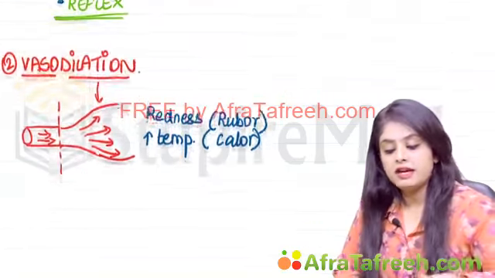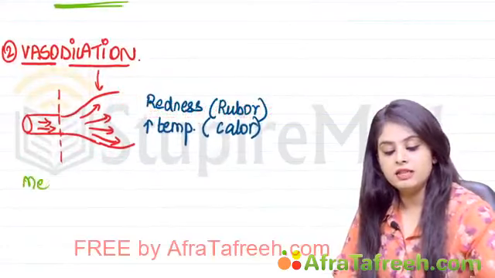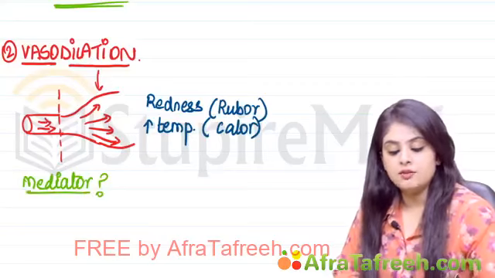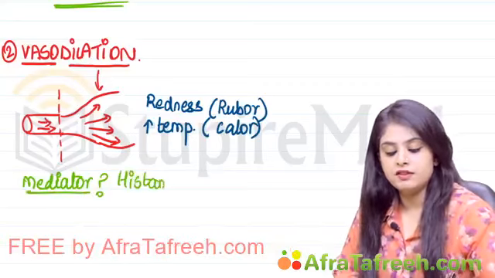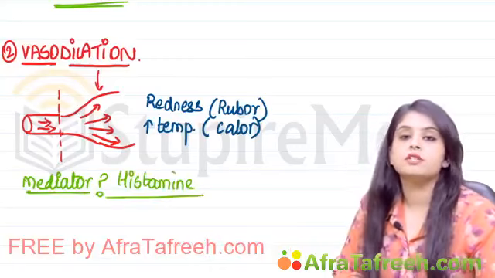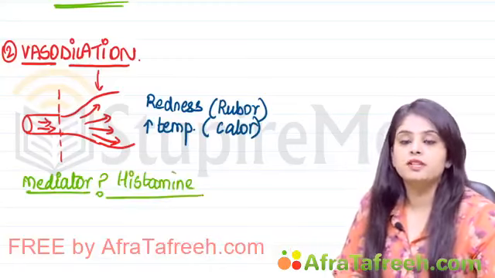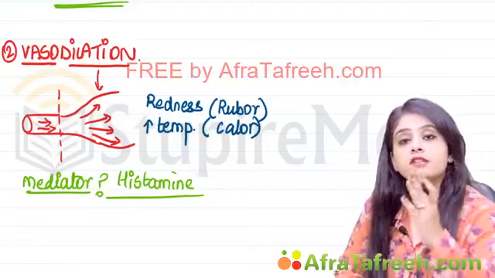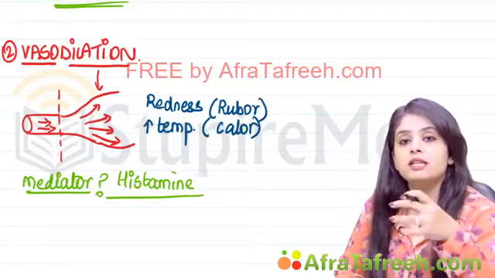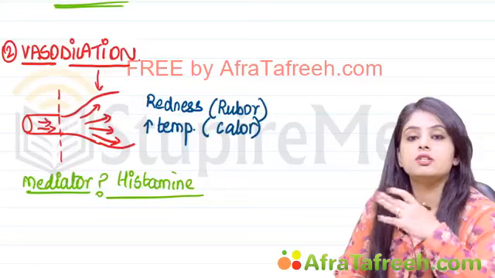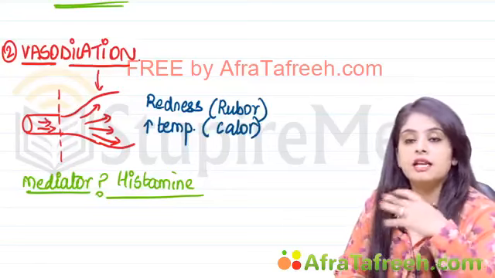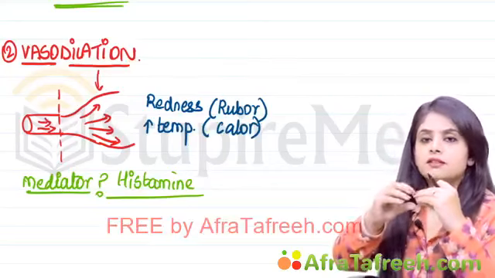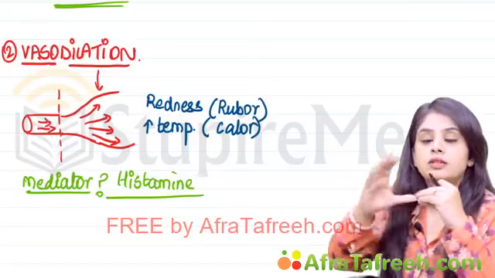Now remember, why is vasodilation happening? What is the mediator for this vasodilation? And remember, this is one of our favorite mediators in acute inflammation, that is histamine. So vasodilation is because of histamine. Remember, on the contrary, vasoconstriction, which was the first event that we had, that was actually a reflex phenomena. Vasodilation is because of histamine. Now the vessel first constricted. After that, a few seconds after that, it dilated, that is vasodilation.